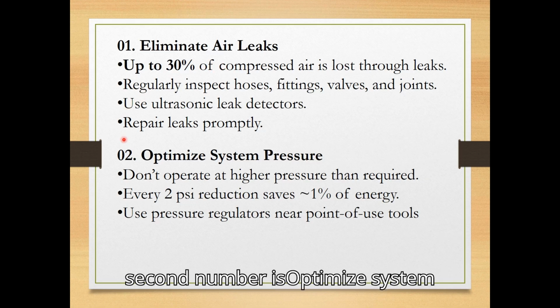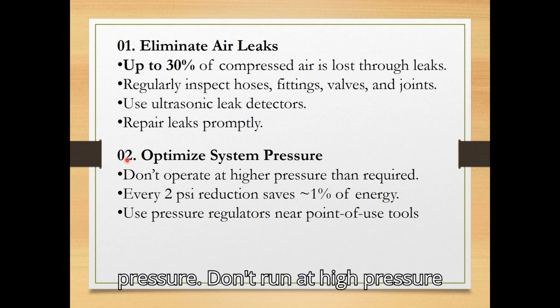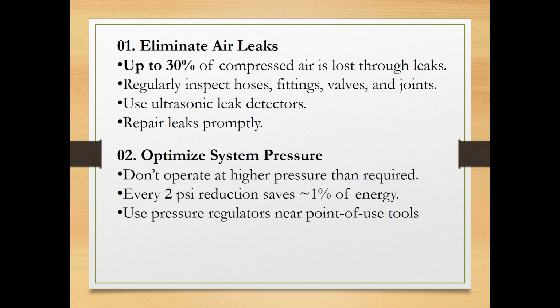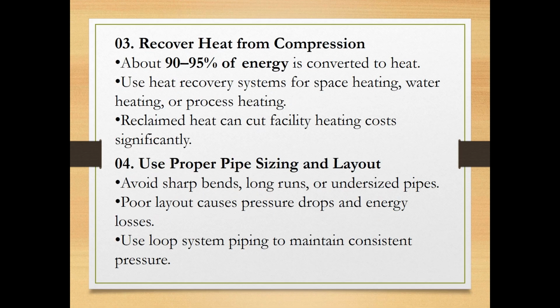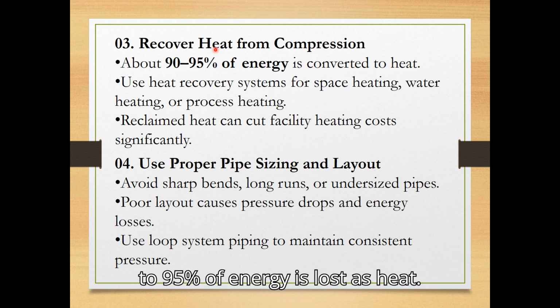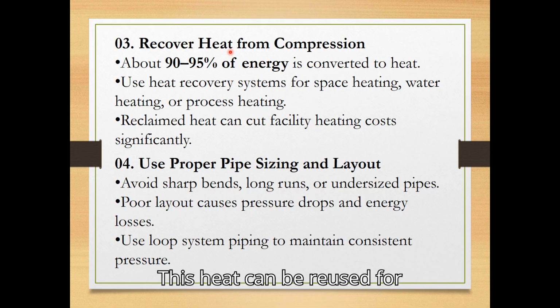The second is optimize system pressure. Don't run at higher pressure than required. Every 2 psi reduction saves about 1% energy. The third is recover heat. 90 to 95% of energy is lost as heat. This heat can be reused for water heating, space heating, or processes.